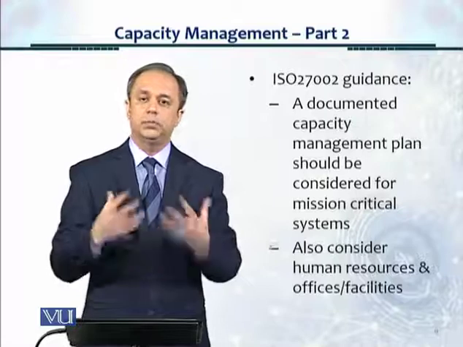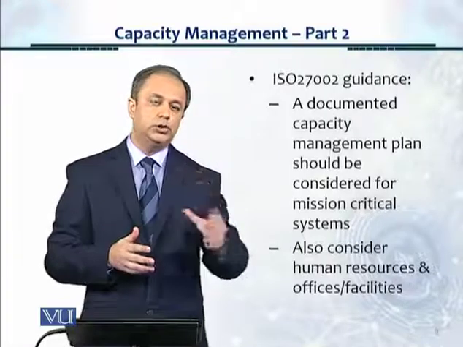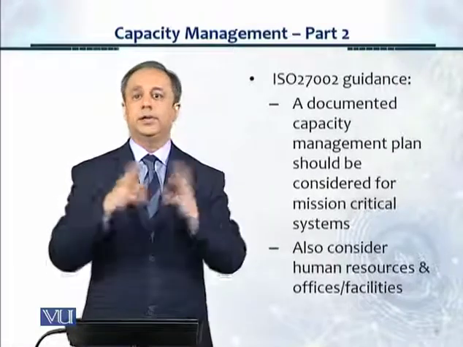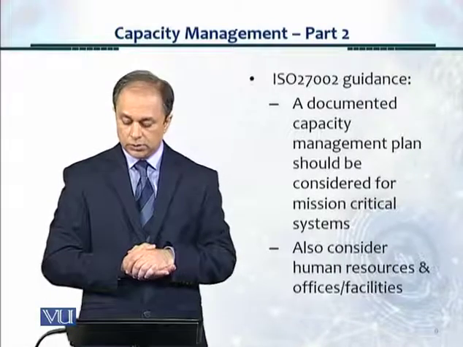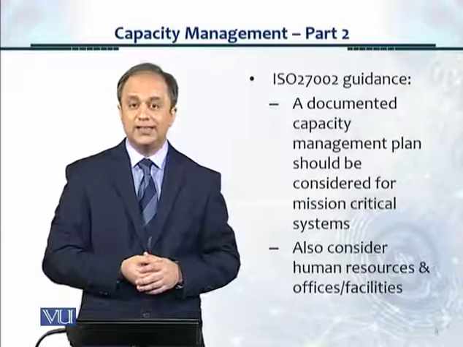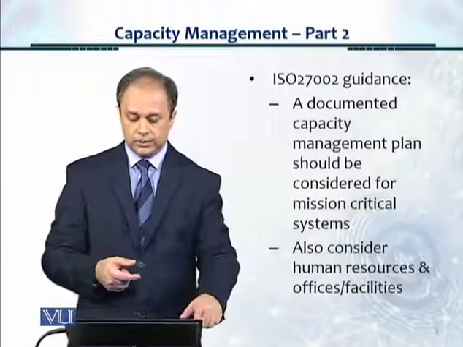And this is a huge omission in the industry. Usually the industry is not documenting the capacity management plan. It's being done on an ad hoc basis. And also consider human resources and offices facilities, which 27002 is telling us.